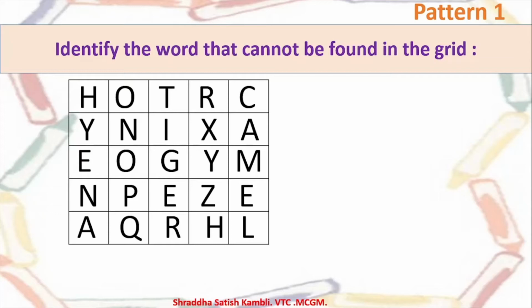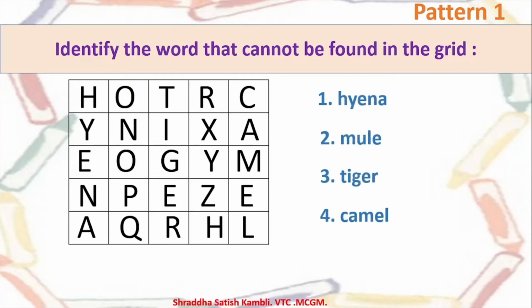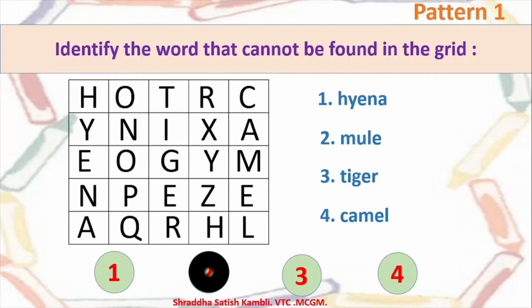Okay, on that note, let us see what are the words which are given to us. So we have the name of some animals here: hyena, mule, tiger, camel. So out of these 4, 3 you will find in the grid and 1 you won't. So let's see, out of 1, 2, 3 and 4, which one will not be found in the grid. So which is the one which is not found in the grid? It is the second one, mule.